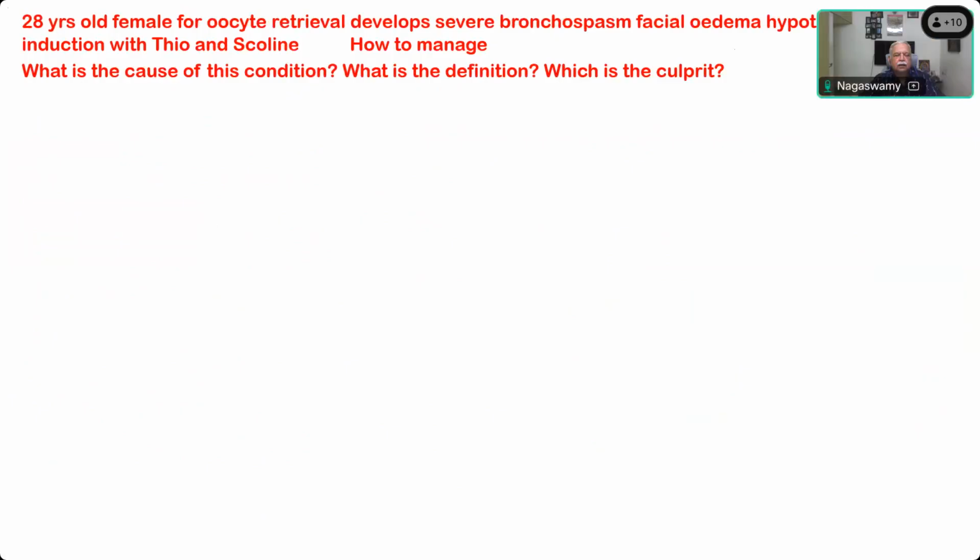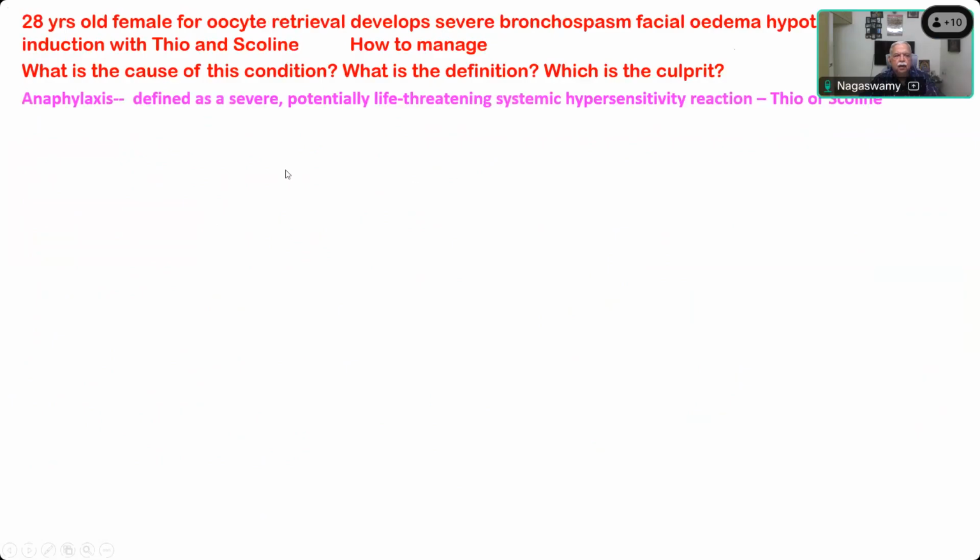So this is a 28-year-old female coming for oocyte retrieval. So they have used thio and scoline for this. So anaphylaxis is defined as a severe, potentially life-threatening systemic hypersensitivity reaction. And out of this, the culprit can be either thio or scoline.